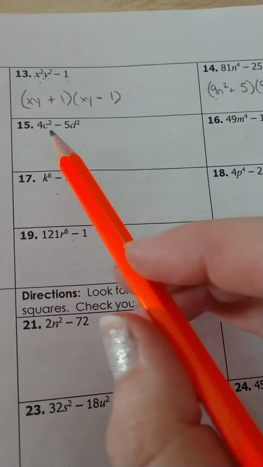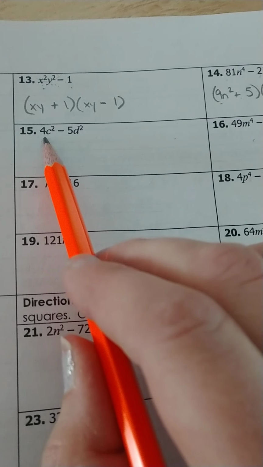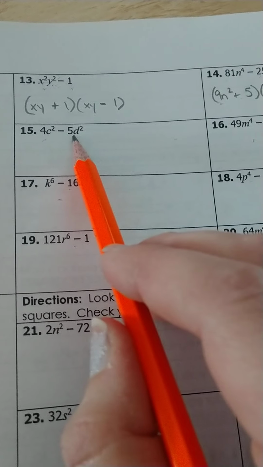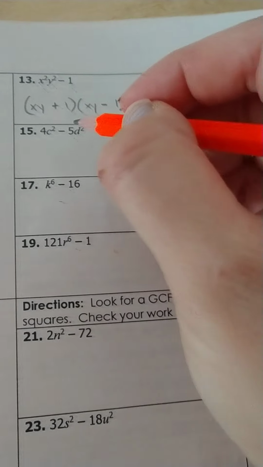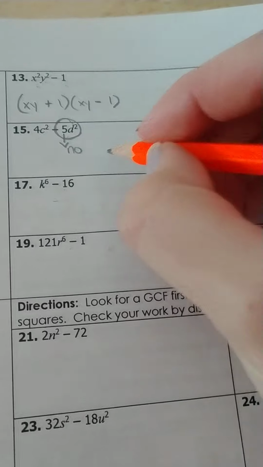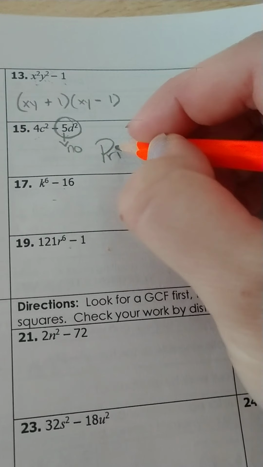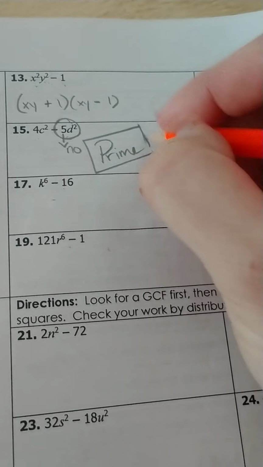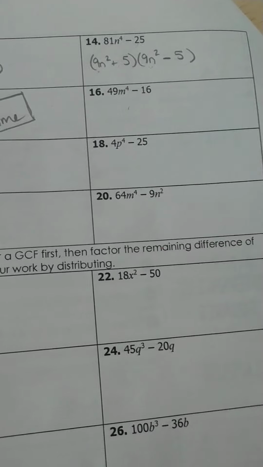Number 15. Is that a perfect square? Yes. Is that a perfect square? No, it's not. See that? 5 is definitely not. So if it's not a difference of squares, you write prime. And you move on with your day.